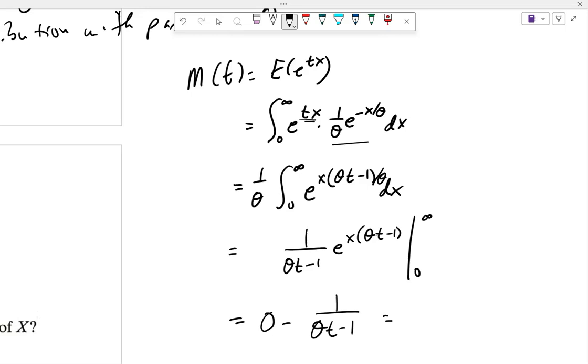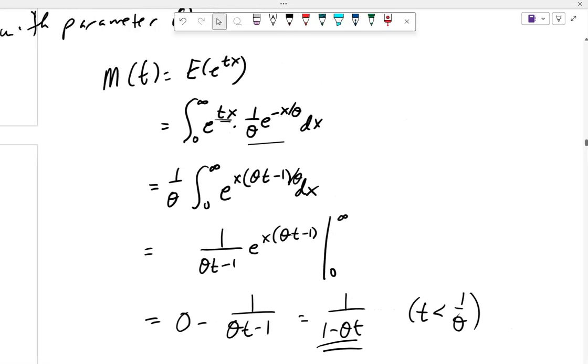I'll distribute the negative sign through the denominator. You get 1 over 1 minus theta t. And again, we need our t to be less than 1 over theta for that to exist. Otherwise, it goes off to infinity. But this is your moment generating function. It's a nice moment generating function, isn't it? At least I think it's a nice moment generating function. Okay. It's also easy to differentiate. Right? Okay. So now we have the moment generating function.